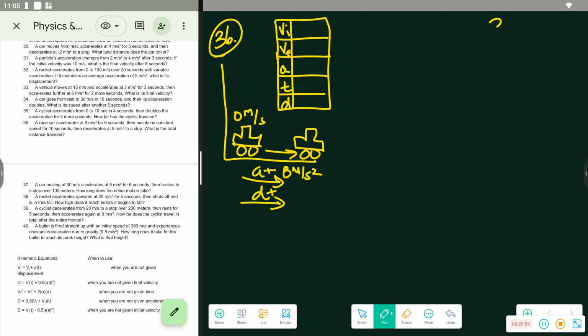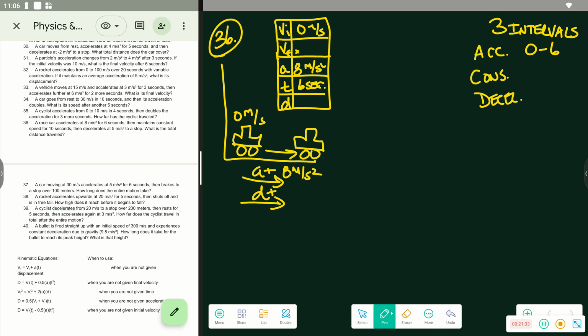And remember, there are 3 intervals: the acceleration, constant, and decel. The first one is 6 seconds, so it's 0 to 6. Your initial velocity is 0 meters per second. Final velocity, we don't know. It's accelerating at 8 meters per second squared for 6 seconds. In the end, what are we trying to determine? We need to determine just the distance traveled.